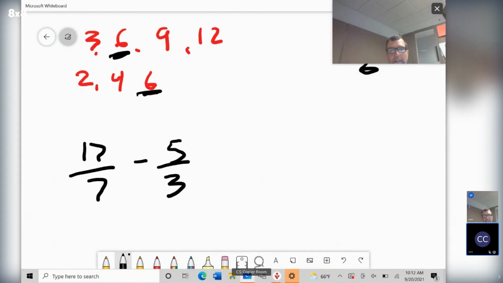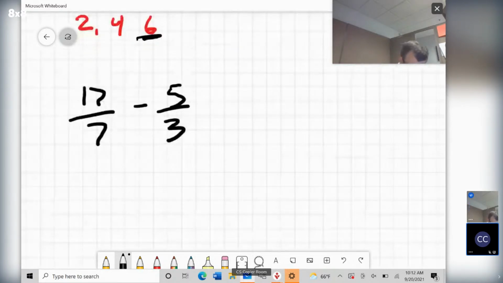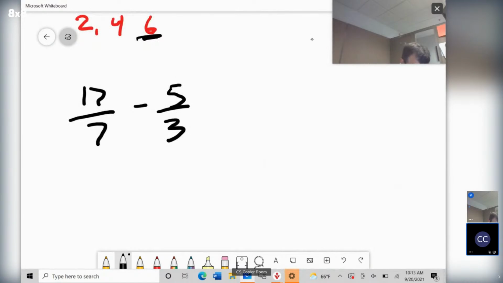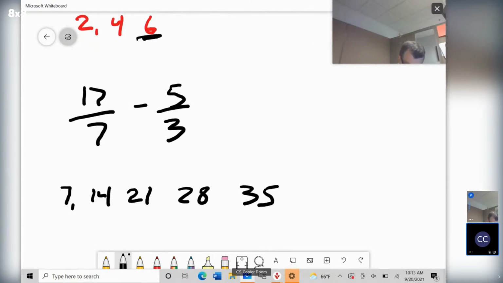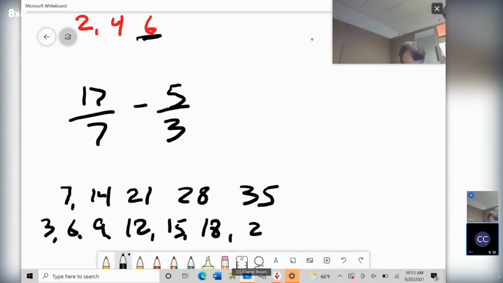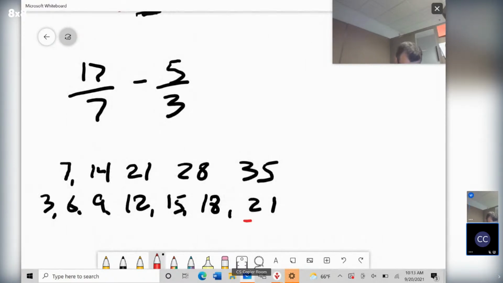And then you go down to the 7s, it'd be 7, 14, 21. Then you realize, oh, both of them are going to 21. So if we factor this out, it would be 7, 14, 21, 28, 35. I'll go out 5 spots. And then we'll do 3, 6, 9, 12, 15, 18, 21. And we see, oh, 21 is the least common multiple. 21, 21. So that's going to be our denominator. So we're going to put both of these over 21.